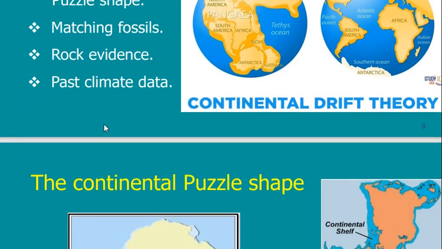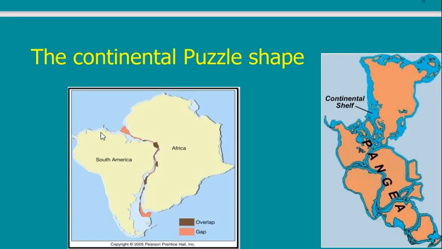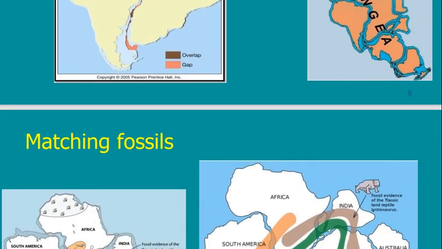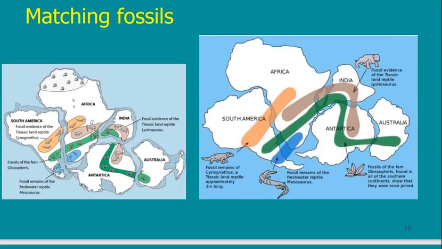So these are the 4 evidence. Let's study them one by one very quickly now. Puzzle shape. I think these two figures look like pieces of a puzzle matched together. So they don't need any more clarification. Matching fossils, the same. Look at this and look at this. By the way, these two figures are just the same, with minor differences.